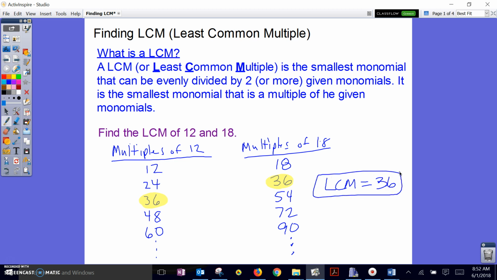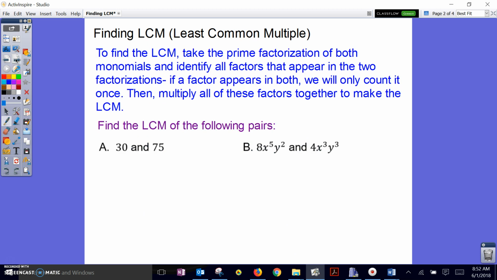Now, especially as the multiples get bigger and bigger, this gets to be a bit of a tedious process, listing out all the multiples. So we're going to look at some other ideas as far as how we can find LCMs a little bit more simply than just chugging out a list of multiples of the numbers. So here's a process that we can use. To find the least common multiple, we can take the prime factorization of both of the monomials, and then we're going to identify all the factors that appear in the two factorizations.